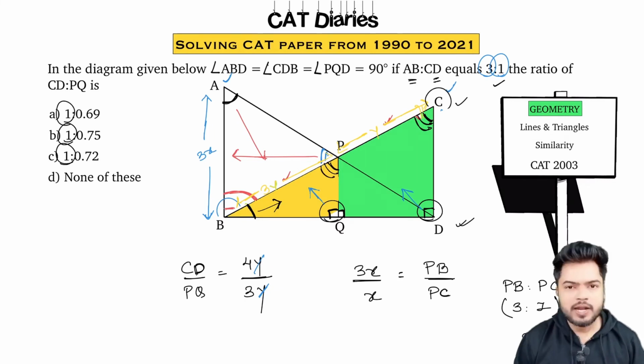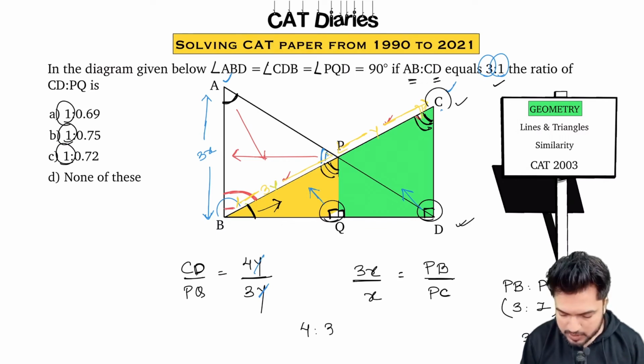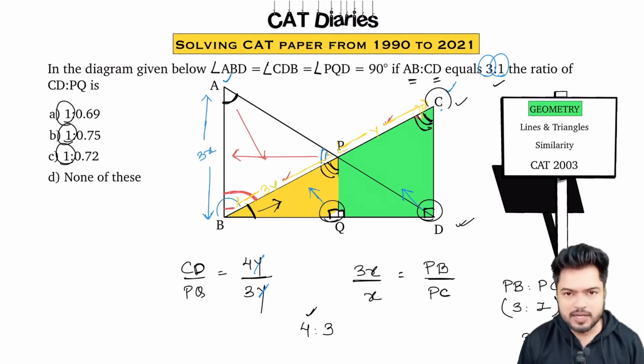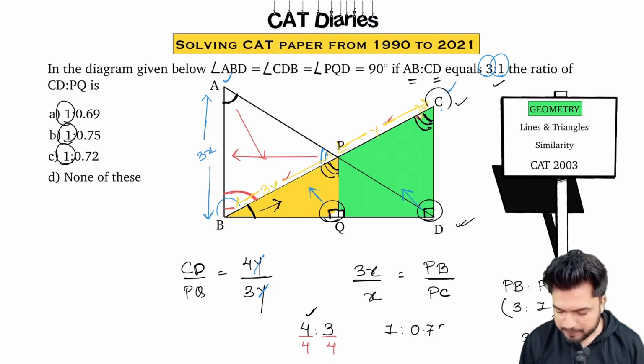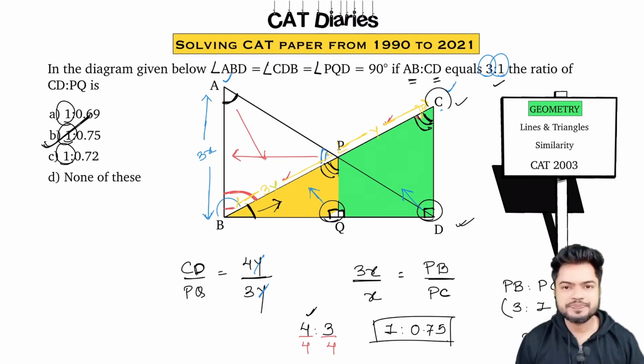So what will I do? Make the numerator 1. If the ratio is 4:3 and I want to make this numerator 1, I divide the entire ratio by 4. This will become 1. And 3 by 4 is 0.25 into 3, 0.75. So 1 is to 0.75. Option B is your answer to this question.